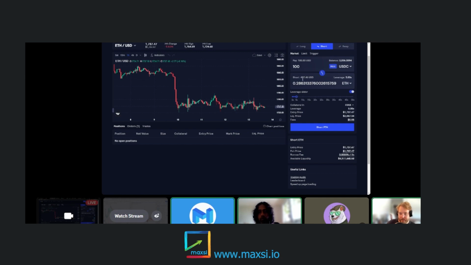So yeah, that's where the borrow fee is. Yeah, borrow fee is 0% for this. Yeah. When it's a value of something, where does it take it out of your balance?